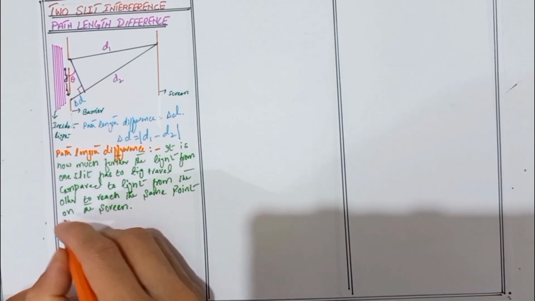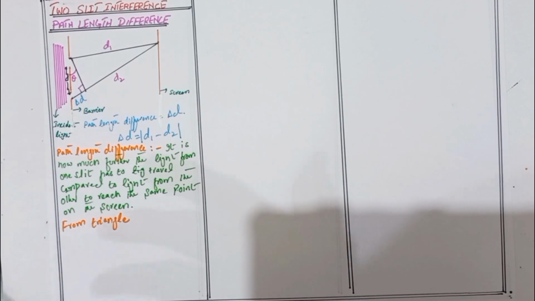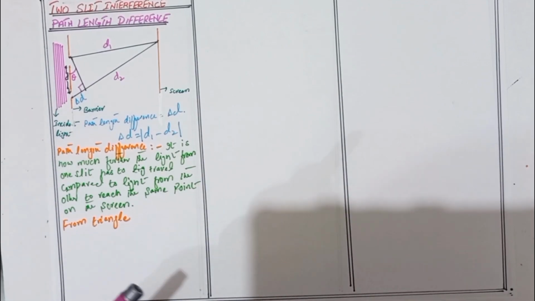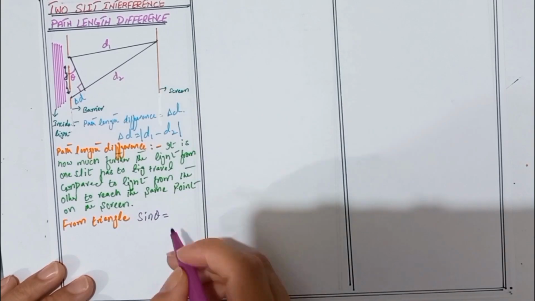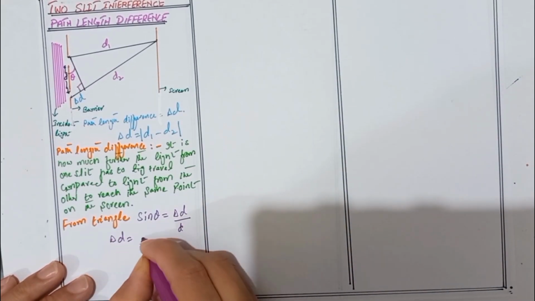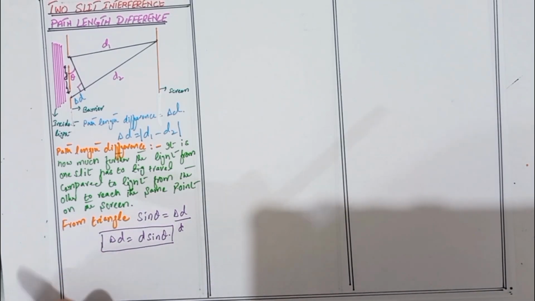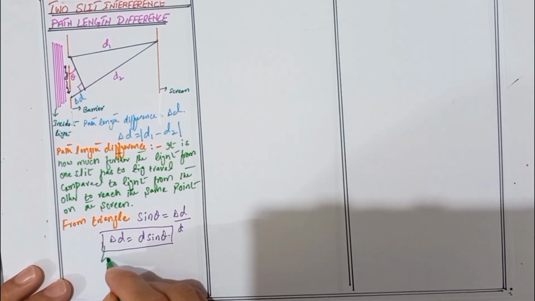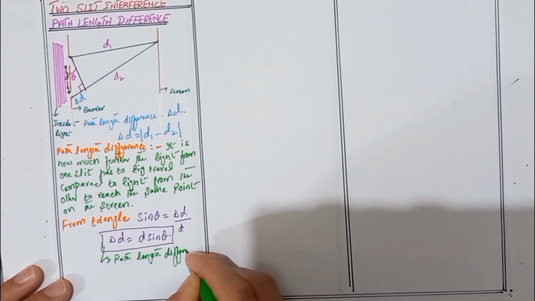So from this triangle, we can write that sine theta is equal to the perpendicular over hypotenuse. Here the perpendicular is delta d and hypotenuse is small d. So delta d is equal to d sine theta, and delta d here represents the path length difference.